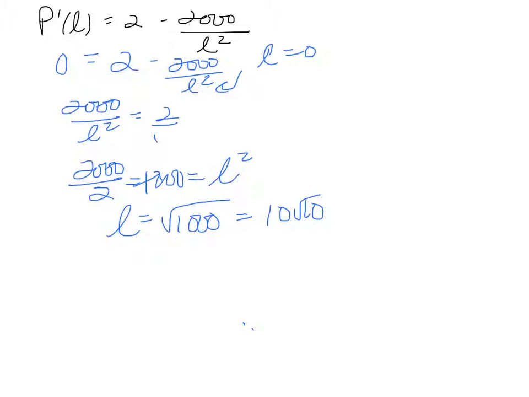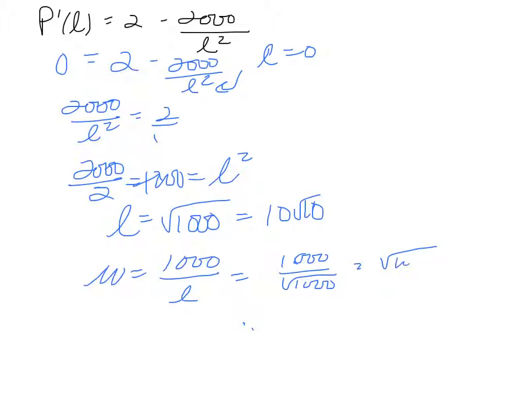Okay. Now, we've seen this problem before in minimizing that perimeter. We go back to find W, which was 1,000 over L. And 1,000 over that square root of 1,000 ends up being another square root of 1,000 for the 10 radical 10.